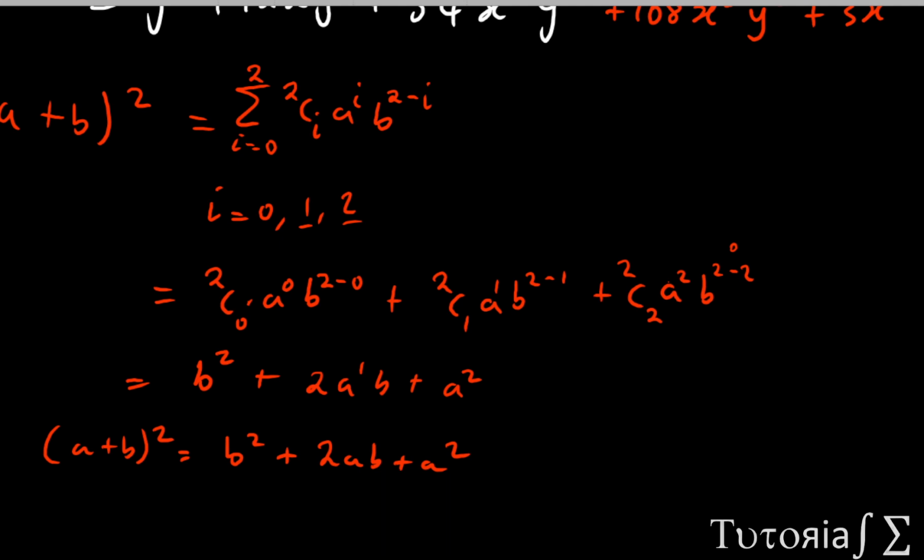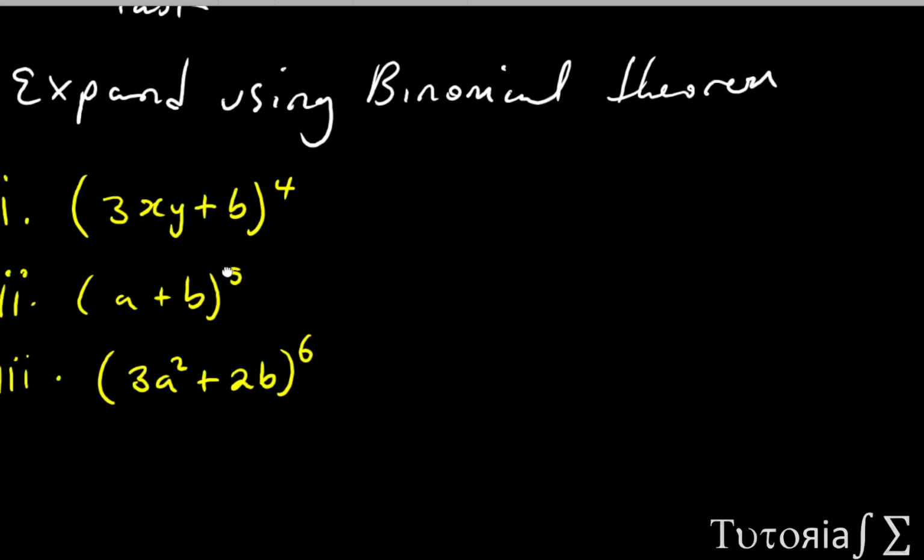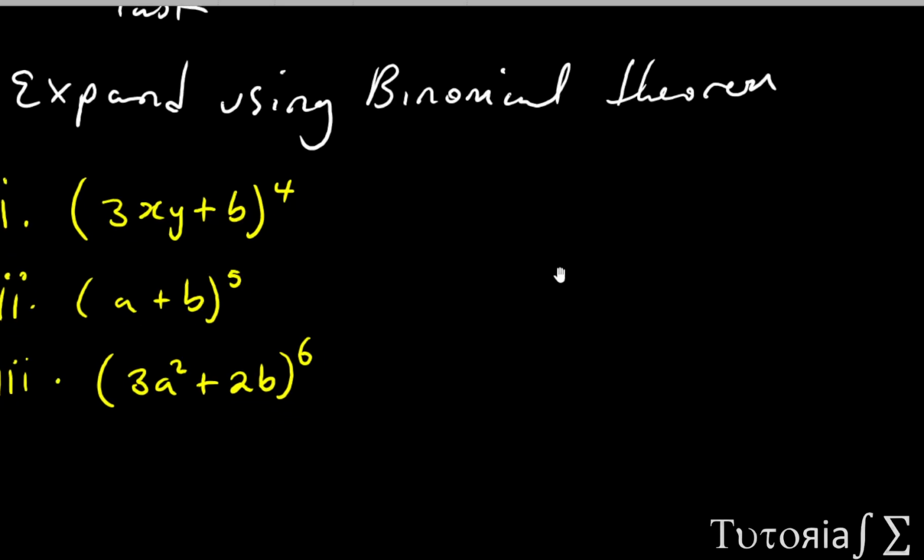So now let me put up some examples for you to try out, then we see how you fare from there. So you're going to do these questions. We have 3xy plus b raised to the power 4, a plus b raised to the power 5, 3a squared plus 2ab raised to the power 6. So you're going to expand this and simplify. Then we'll see how you do it from there.